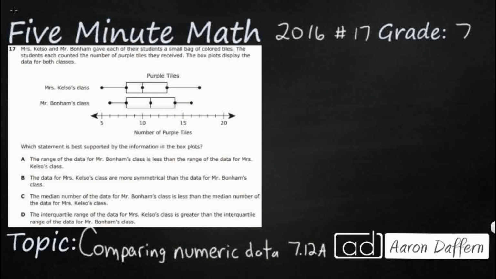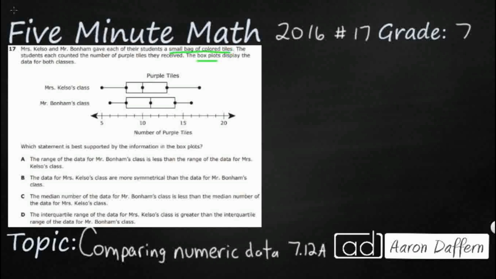So we've got two different classes, Mrs. Kelso and Mr. Bonham. They're going to give their students a small bag of colored tiles, and they're counting the number of purple tiles they received. And we've got this box plot. So it's actually a double box plot because we've got both of them displayed on this same scale down here at the bottom.